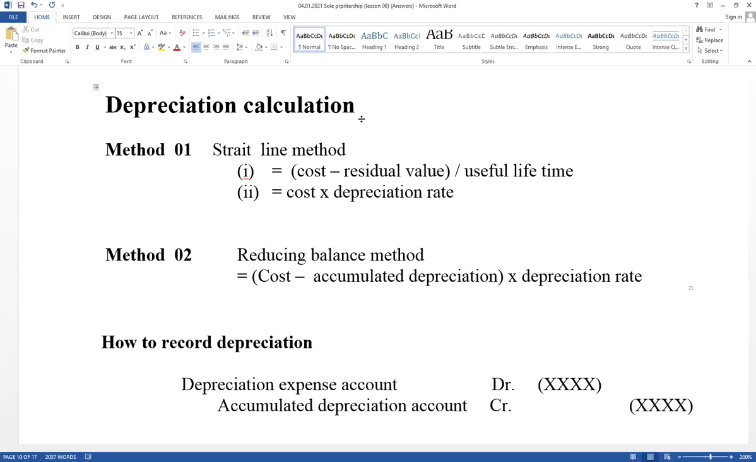Therefore, depreciation should be recognized as expense. Lifetime is limited. Cannot be used for an indefinite period. Therefore, its cost value should be divided through its useful lifetime. Therefore, depreciation is a systematic allocation of cost value through its useful lifetime.